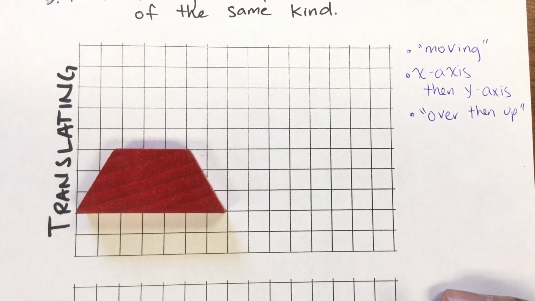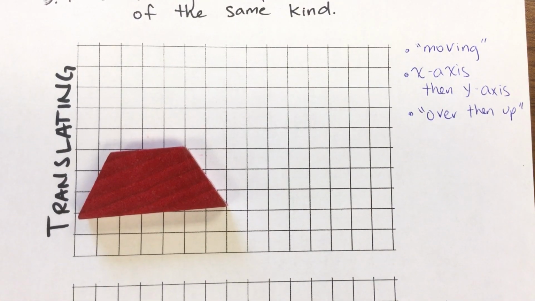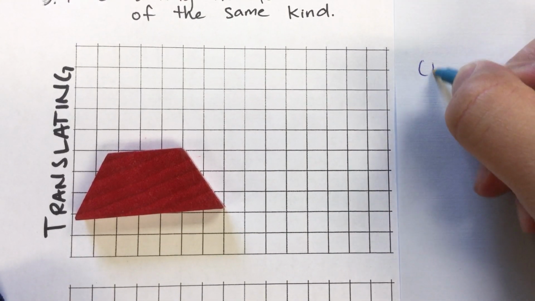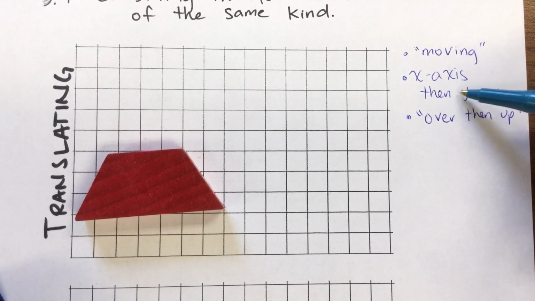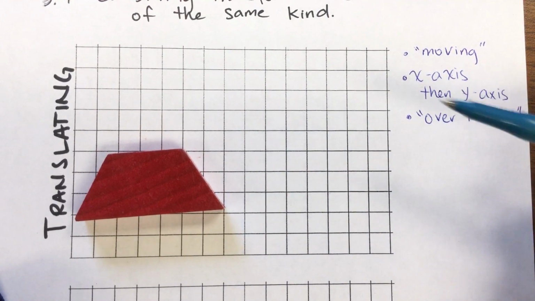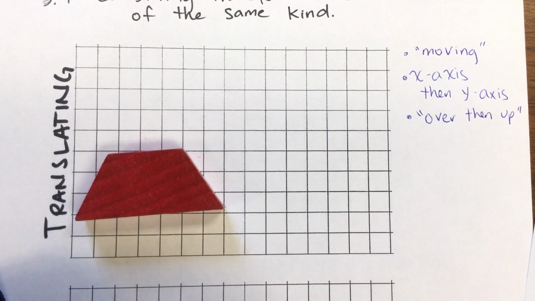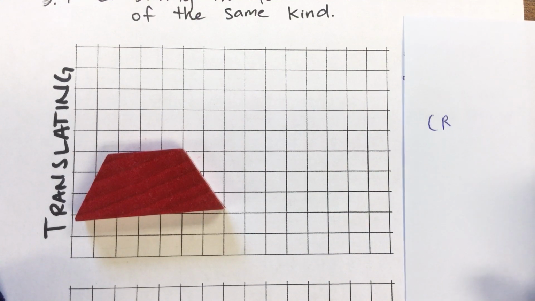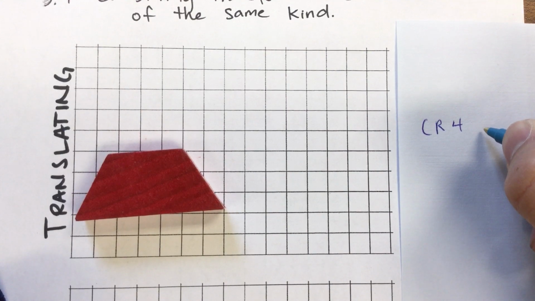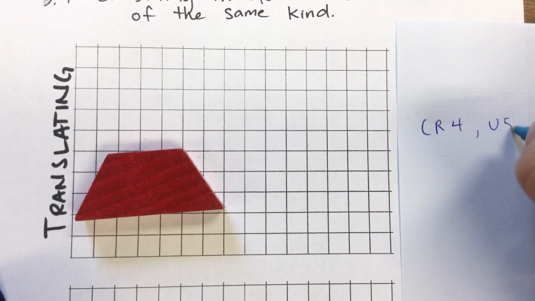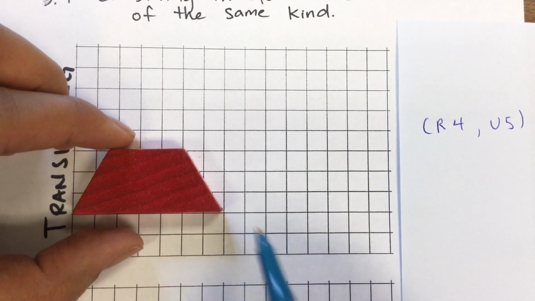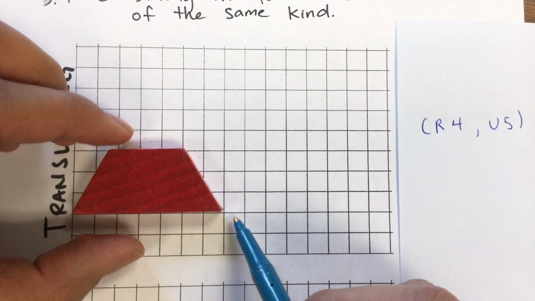So let's say we're going to translate this. We're always going x-axis, then y-axis, or in other words, over, then up, or down, depending on where you want to go. And over could mean that way, or over could mean that way. But since I started the trapezoid here, let's go right. So let's go right 4 spaces, and then we'll go up 5 spaces. So all we're doing is counting 4 spaces right, and then 5 spaces up.